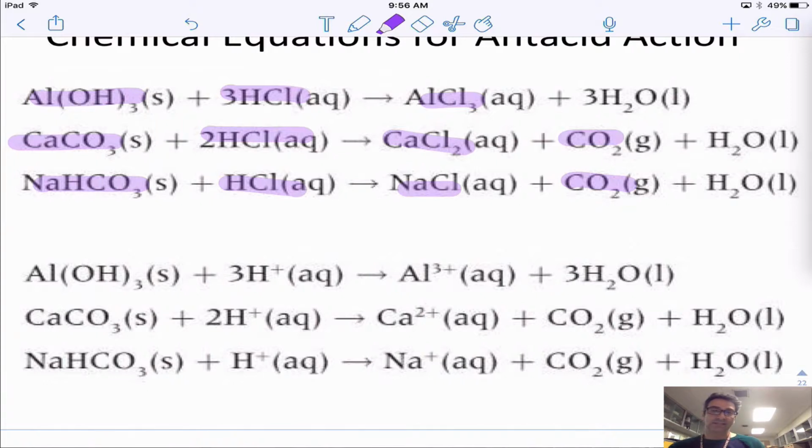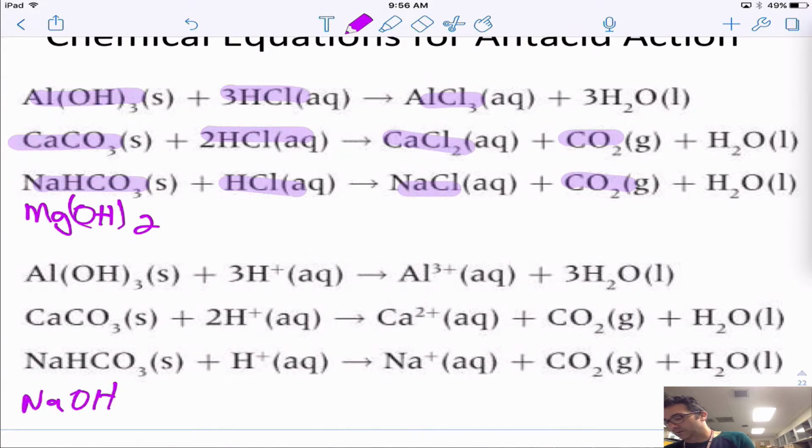Now look at these, and you'll see that aluminum hydroxide, we could also use magnesium hydroxide as well. But why wouldn't I use something like sodium hydroxide? Why wouldn't I use that? And we'll discuss that in class. Why do we need to use something like aluminum hydroxide and magnesium hydroxide compared to something like sodium hydroxide? Give that some thought as to why we would do that.